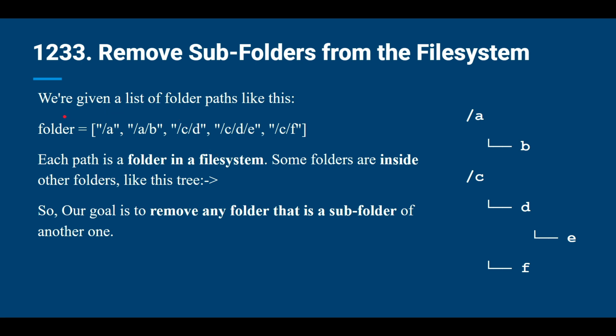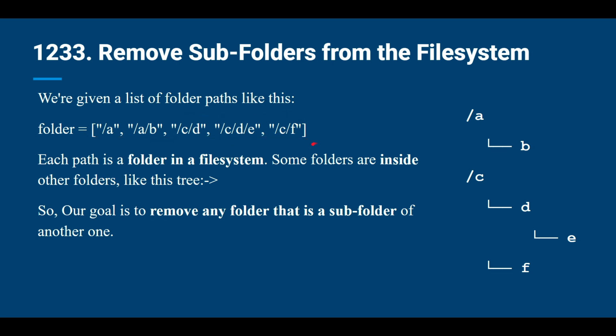If we summarize this, the question gives us a list of folders that look like paths, like /a, /a/b, /c/d, /c/d/e. So each index contains a path, as you can see in the double quotes. We can say this is nothing but a list of folder paths.